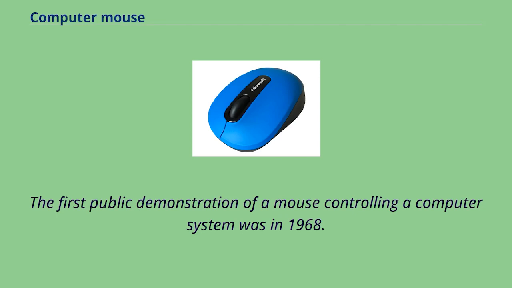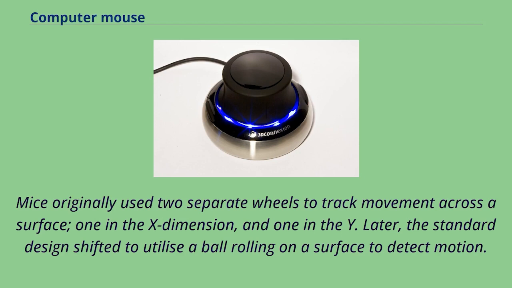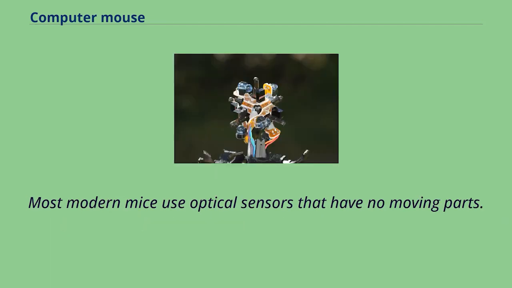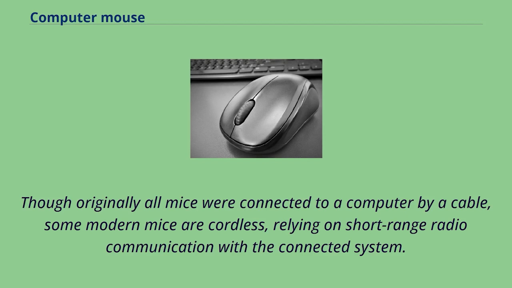The first public demonstration of a mouse controlling a computer system was in 1968. Mice originally used 2 separate wheels to track movement across a surface, one in the X dimension, and one in the Y. Later, the standard design shifted to utilize a ball rolling on a surface to detect motion. Most modern mice use optical sensors that have no moving parts. Though originally all mice were connected to a computer by a cable, some modern mice are cordless, relying on short-range radio communication with the connected system.